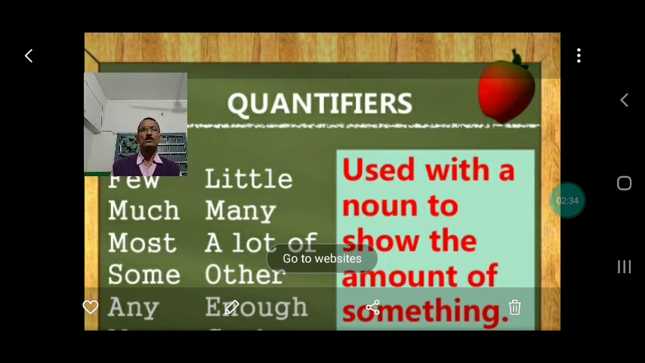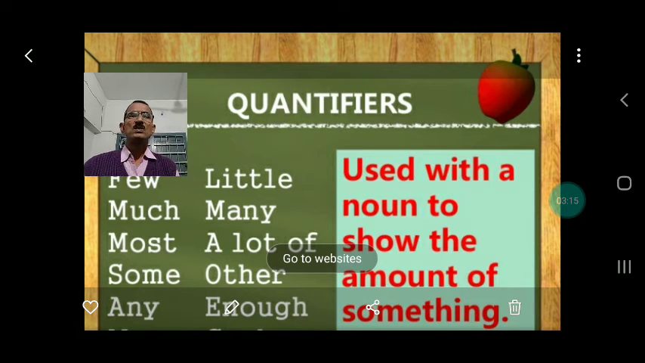When we talk of quantifiers, there are many. They are few, much, most, some, any, little, many, a lot of, other, enough, sufficient. So they can be used as few. Few is used with only plural nouns, as few men, few children, a few, the few. That can be used in a specialized way. Little, a little, the little. Here that shows the quantity, and that is the quantifier.